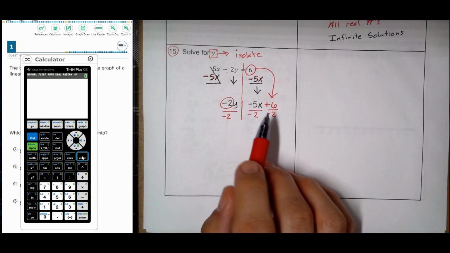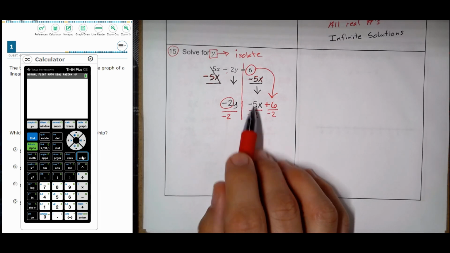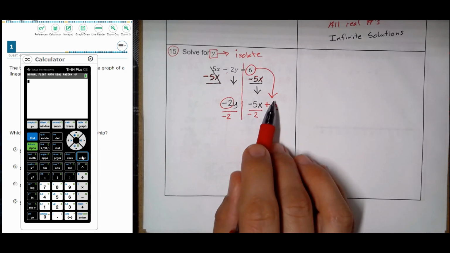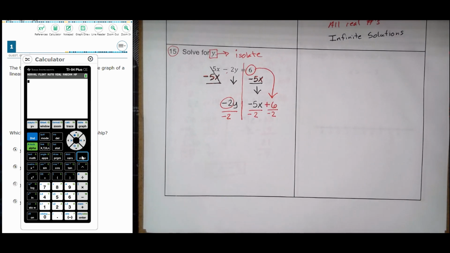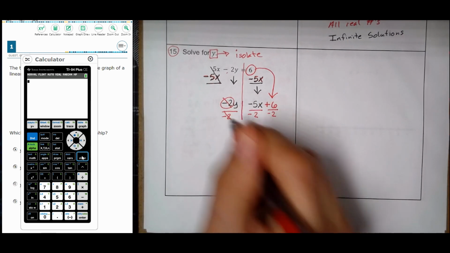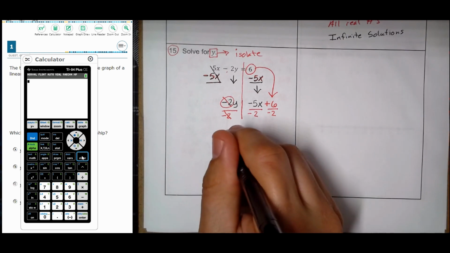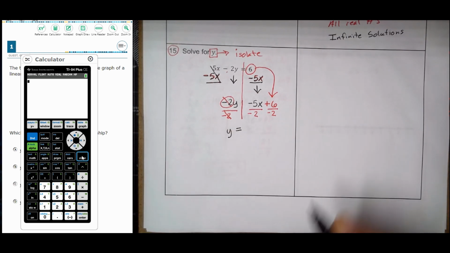So I recommend that you do it this way. Just break it up. And when I say a term, it contains a sign. So negative 5x is one term. Positive 6 is a second term. So we're going to go ahead and do the math. Anything divided by itself is just 1. So that leaves us with simply 1y is equal to.